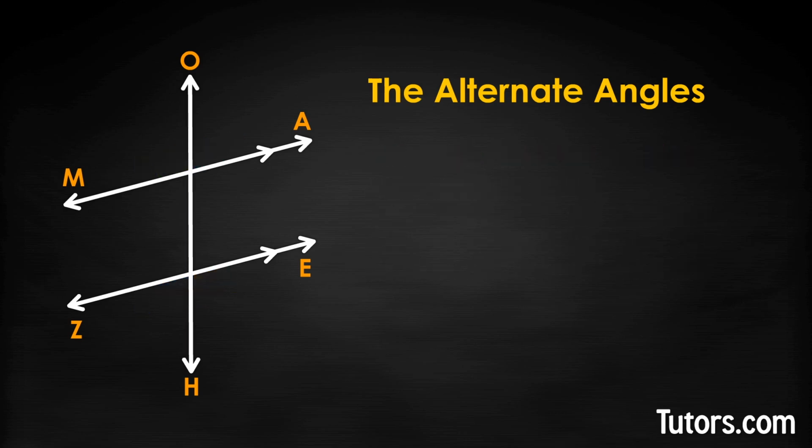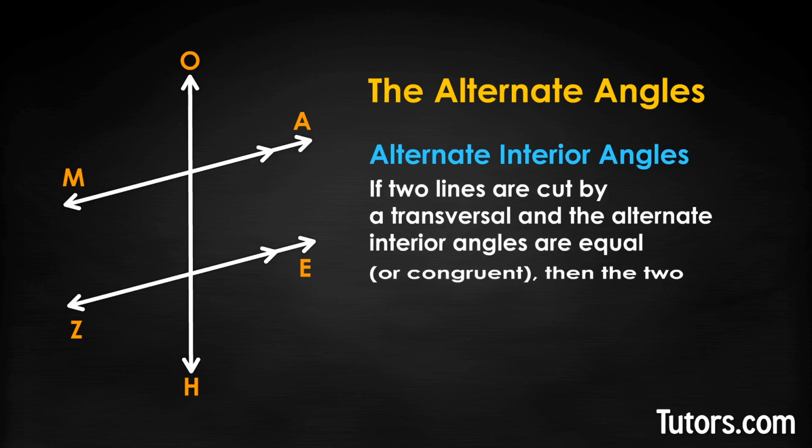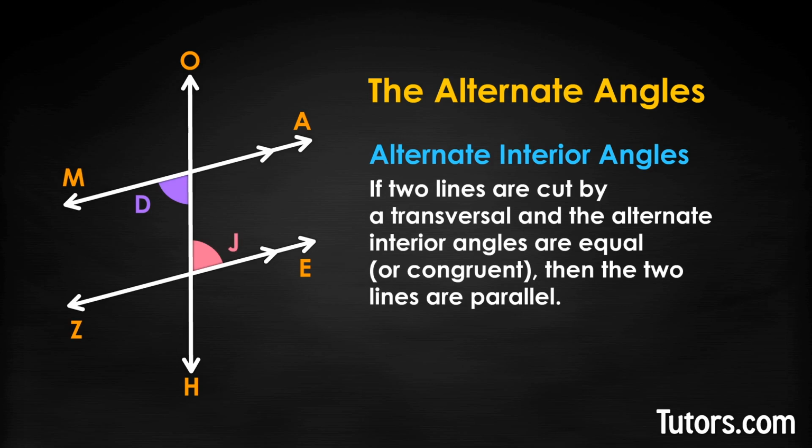Just like the exterior angles, the 4 interior angles have a theorem and converse of the theorem. We are interested in the alternate interior angle converse theorem. If two lines are cut by a transversal and the alternate interior angles are equal or congruent, then the two lines are parallel. In our drawing, if angle D is congruent with angle J, lines MA and ZE are parallel, or if angle F is equal to angle G, the lines are parallel. Again, you need only check one pair of alternate interior angles.